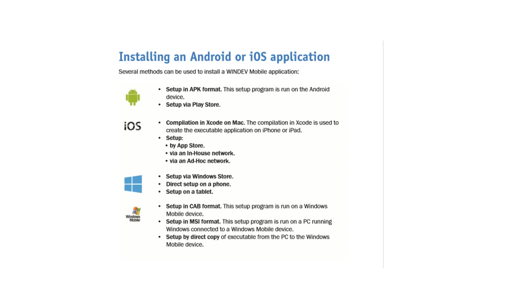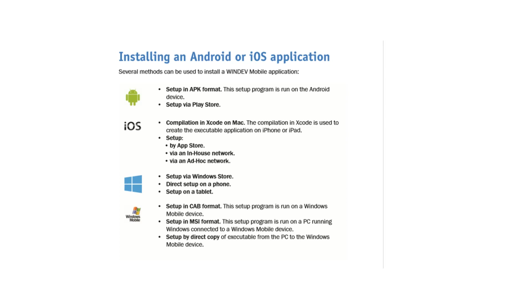Now third is setup via Windows Store, direct setup on phone or setup on tablet. You have to create a exe. This file will be directly loaded on mobile device of Windows. You can also run this file on Windows 10 desktop application also. So you can use this platform. And secondly, you have to create your own Windows Store account to publish this file. And for the previous versions of Windows, you need to create setup of .cab format. Setup in cab format. This setup program runs on Windows mobile device.